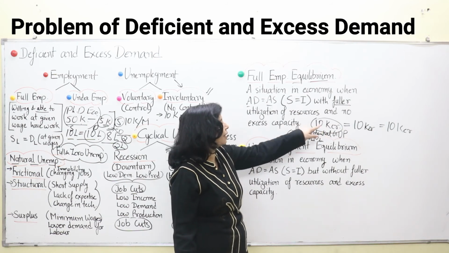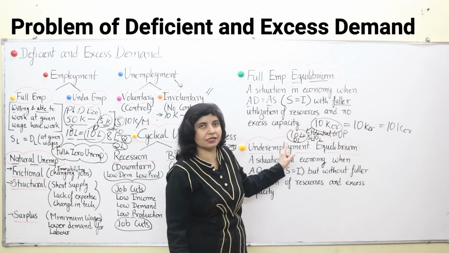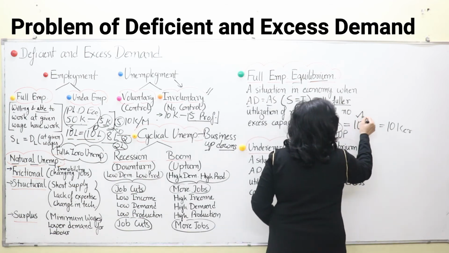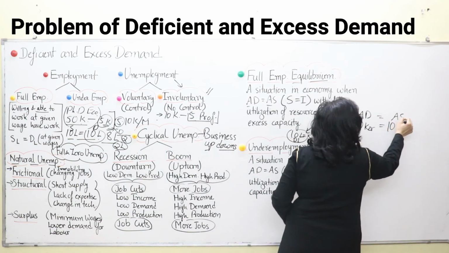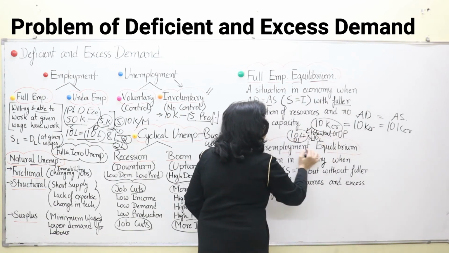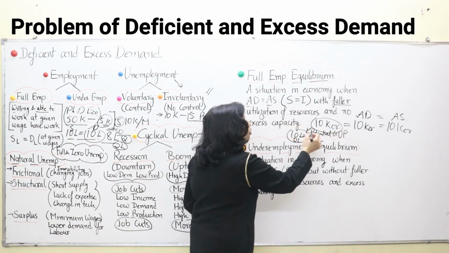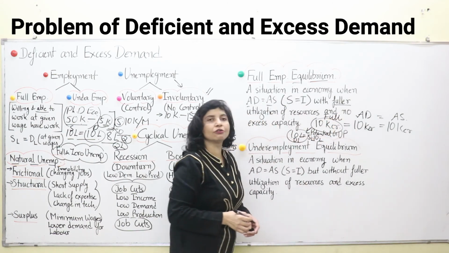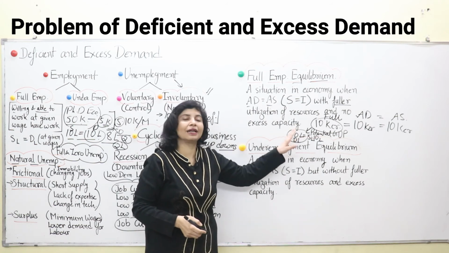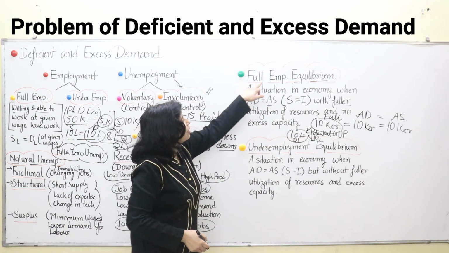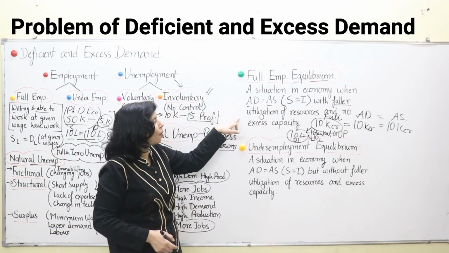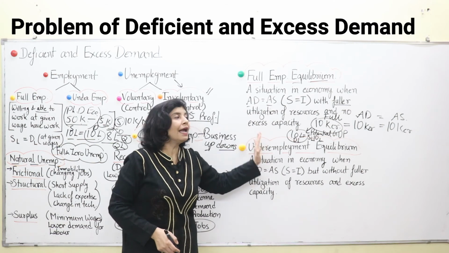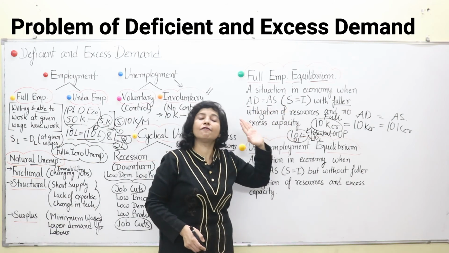That means the economy is operating at full employment. Aggregate demand (AD) for goods and services is equal to aggregate supply, and demand for labor and supply of labor are also equal. That means full employment is there. The economy is operating at 10,000 crore rupees, at full employment with no excess capacity. Everyone is employed and people are demanding goods and services at full capacity.